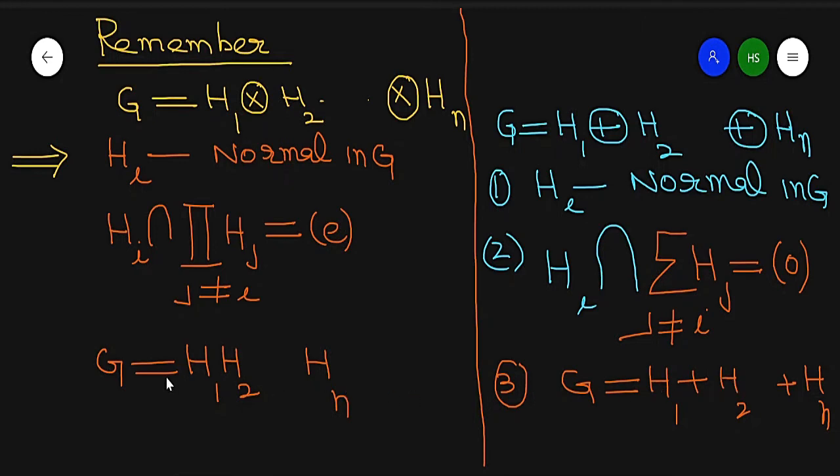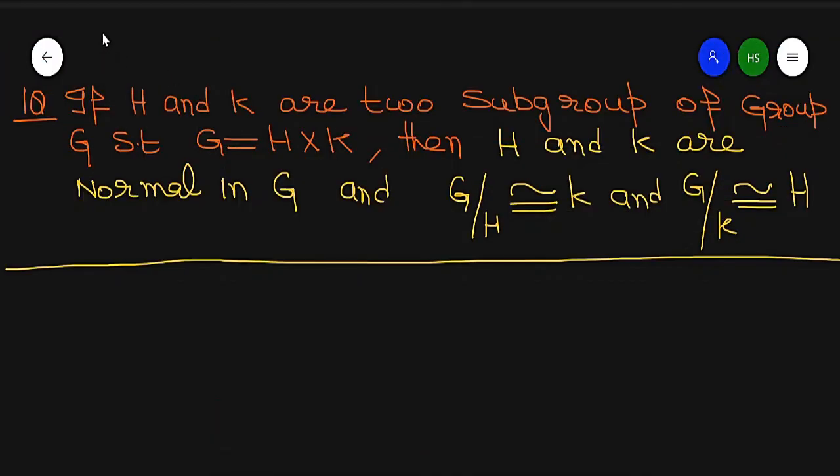So in the next lecture we will discuss a very important theorem: any finite abelian group is a direct sum of its Sylow p-subgroups. So that we will discuss later on. So remember that this direct product and direct sum are very important as definitions. So next is a very important result.